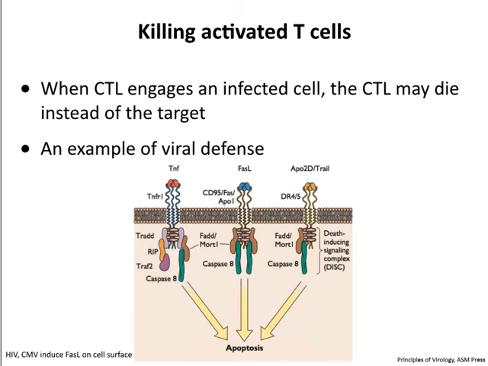The CTLs have on their surfaces receptors for death proteins. There are three of them shown here, and they bind different ligands. Tumor necrosis factor is one of them. Fas ligand is another, and APO2L. The names aren't important, but these proteins, when they bind these ligands, induce programmed cell death.